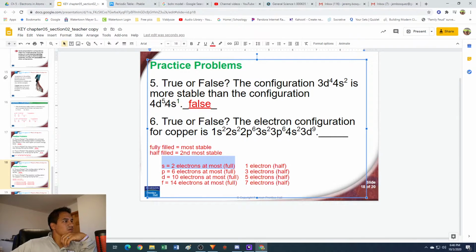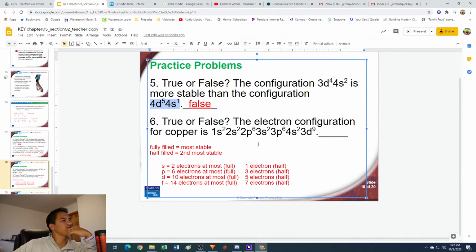As for the other one, though, down here, we have 4d5. So d5, that's half. That's good. And we have s1, that's also half. So we have 2 halves. So these are 2 half-filled orbitals versus a full-filled orbital and a partial-filled orbital. And so 2 half-filled orbitals will beat a full-filled and a partial-filled. So this configuration here is less stable than this configuration. This configuration is more stable.